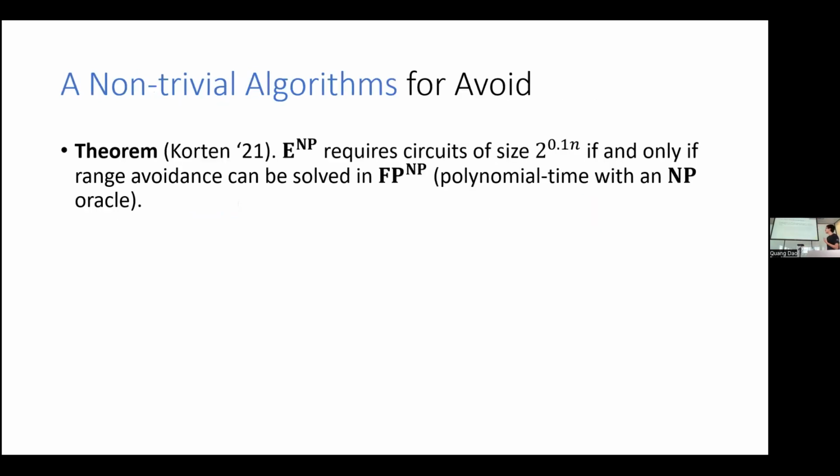And these are trivial algorithms. And actually, there are some non-trivial algorithms. For example, the algorithm presented in Korten: E to the NP requires circuits of size 2 to the 0.1 n if and only if range avoidance can be solved in FP to the NP. So this is a very strong result saying that circuit lower bound with an NP oracle is equivalent to range avoidance with FP to the NP algorithms. I'm sorry, what is E to the NP? Oh, E to the NP just means 2 to the O(n) time with an NP oracle. Okay.